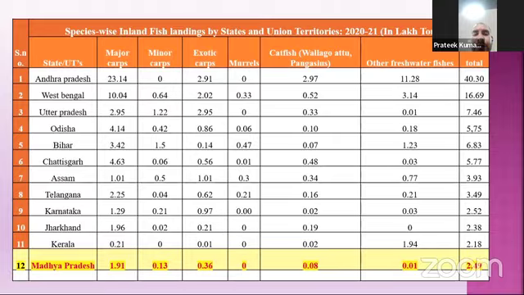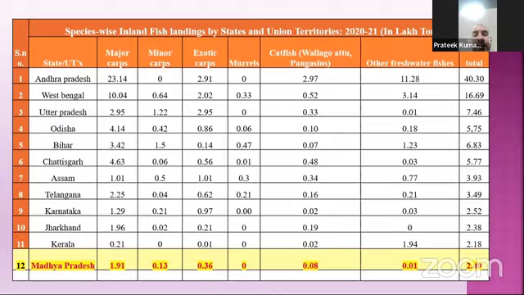Yeah, species-wise, particularly major and minor carps, exotic carps, murrel catfishes, and other freshwater fishes. Species-wise inland fish landing by state and union territories. So for 2020-21, we can see here Andhra Pradesh, West Bengal, Uttar Pradesh, Odisha, Bihar, Chhattisgarh, and some other states.